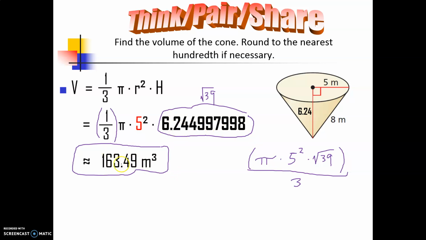And again, rounding can cause some differences. You may not get this exact number if you round. As long as you're in the ballpark here, if you do round to 6.24 and you don't quite get this, that's not a big deal.